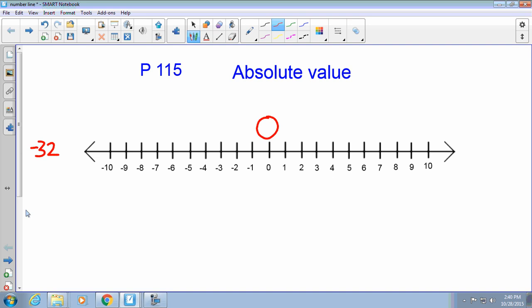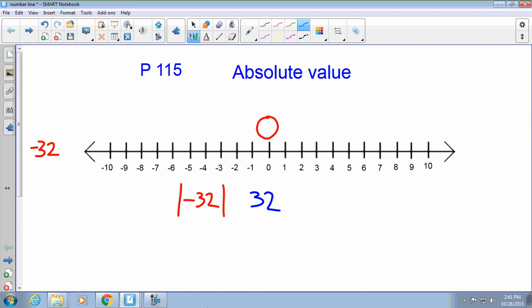Well, in order to find the absolute value of -32, we just want to know the distance -32 is from 0. There are symbols that we use to show the absolute value of -32. The symbols for absolute value are just two lines on both sides of the number -32. Its absolute value would actually be 32 because it is a distance of 32 from 0. So absolute value is just the distance from 0 to the point. So the absolute value of -32 would be 32.